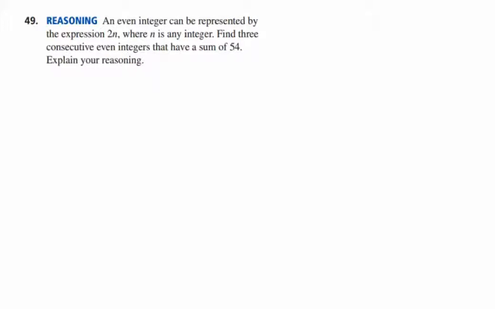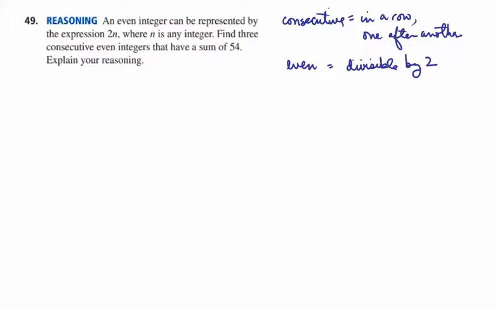So we do need to define, what does consecutive mean? Consecutive means in a row or one after another. What does even mean? Well, even means that it's divisible by 2, or it has that form 2 times any number. So 2 times an odd number, 2 times 3 is going to give you 6, an even number. 2 times an even number, 2 times 4 gives you 8, also an even number. So an even number is any number that is divisible by 2.